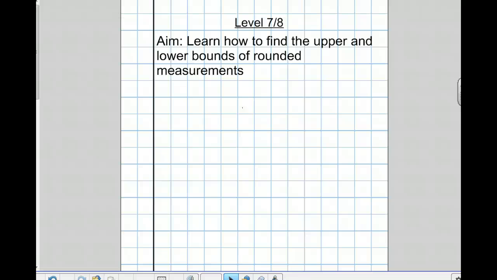Right, hello. I'm going to talk about upper and lower bounds of rounded measurements. Let's start by looking at a measurement that's been rounded.